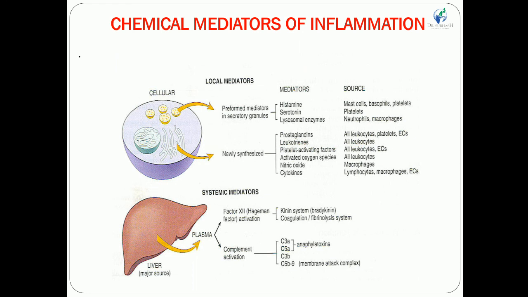Here the plasma derived mediators may involve factor 12, that is Hageman factor. That factor 12 activation will be done by the kinin system, that is bradykinin, coagulation and the fibrinolysis system. In cases of complement activation, it may require C3a, C5a as anaphylatoxins, and C3b and C5b-9, that is the membrane attack complex, MAC.